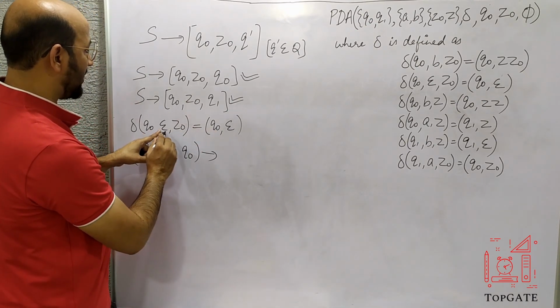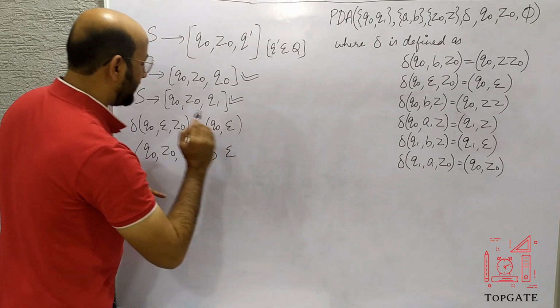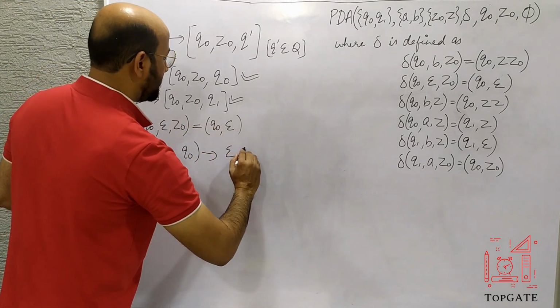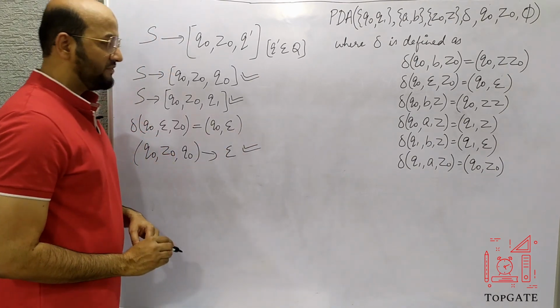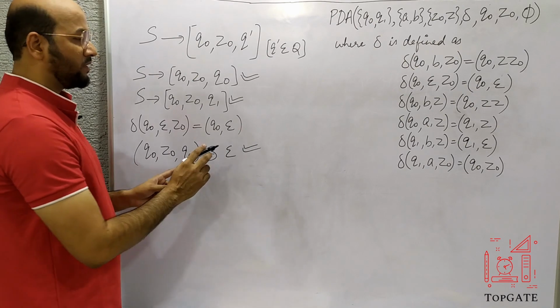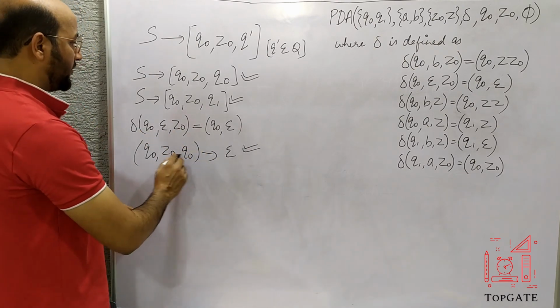Okay, what do we have? This is null and this is null. So we'll get a null here. This will be the rule for the CFG that we are going to design for this particular PDA. So this production will be included in the final list of the productions. Okay, this is for the first one.